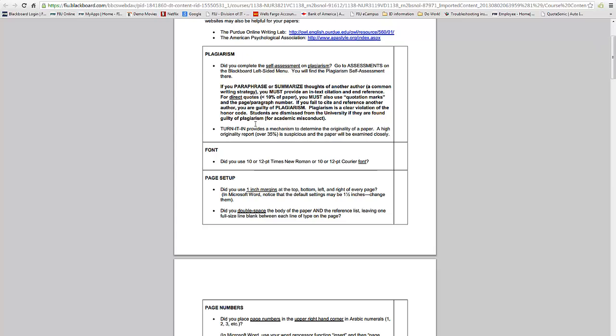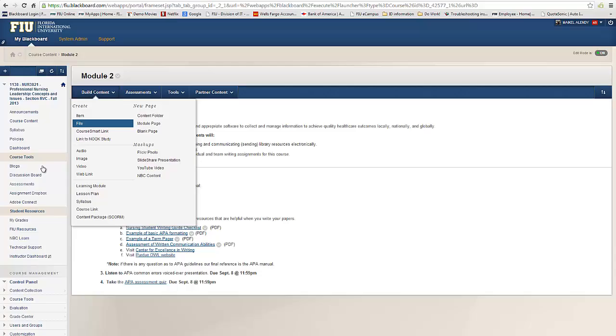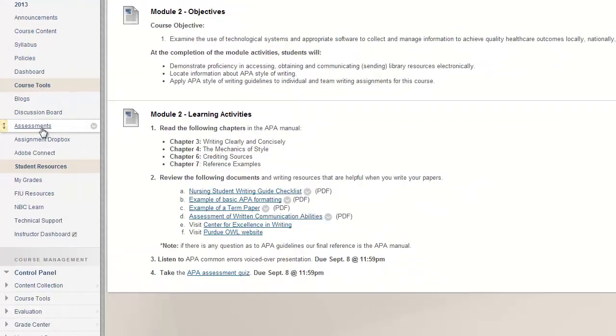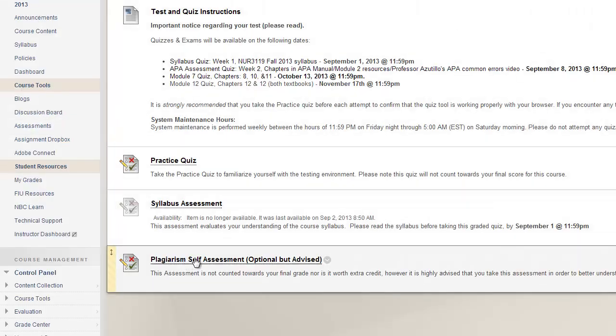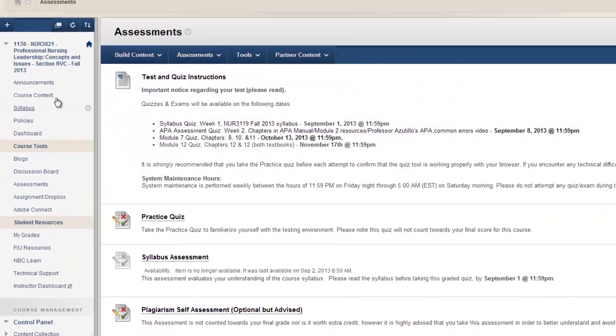Now let's talk about plagiarism. You are going to complete a self-assessment on plagiarism, and it's located on the Blackboard left side menu. Please complete the self-assessment. This is not graded but needs to be completed.